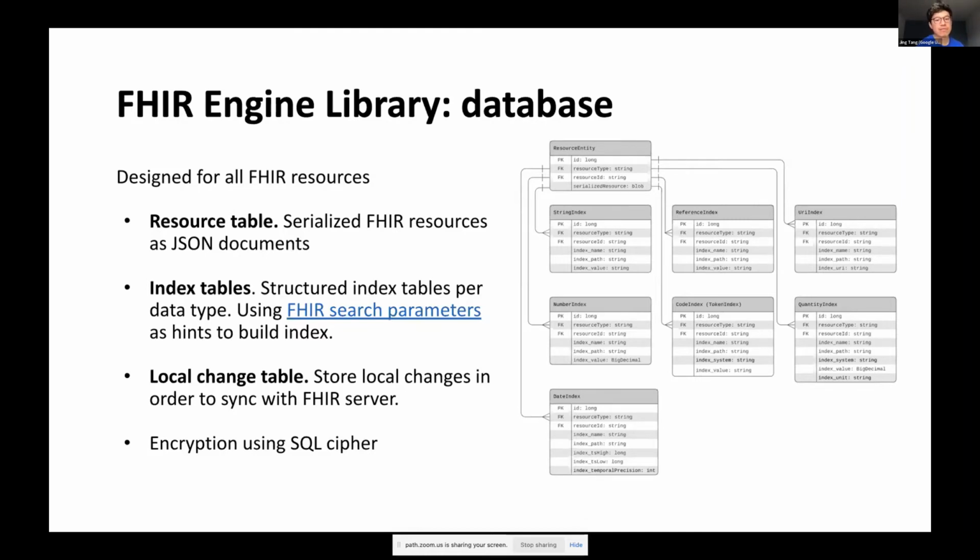And then we have the local change table, which is not in the diagram on the right. The local change table is essentially a table that keeps all the changes you have made locally, and it is needed because we need to synchronize with a remote server. And when you upload your patient data that's been collected, the sync API essentially takes the data from the local change table and uploads that to the FHIR server.